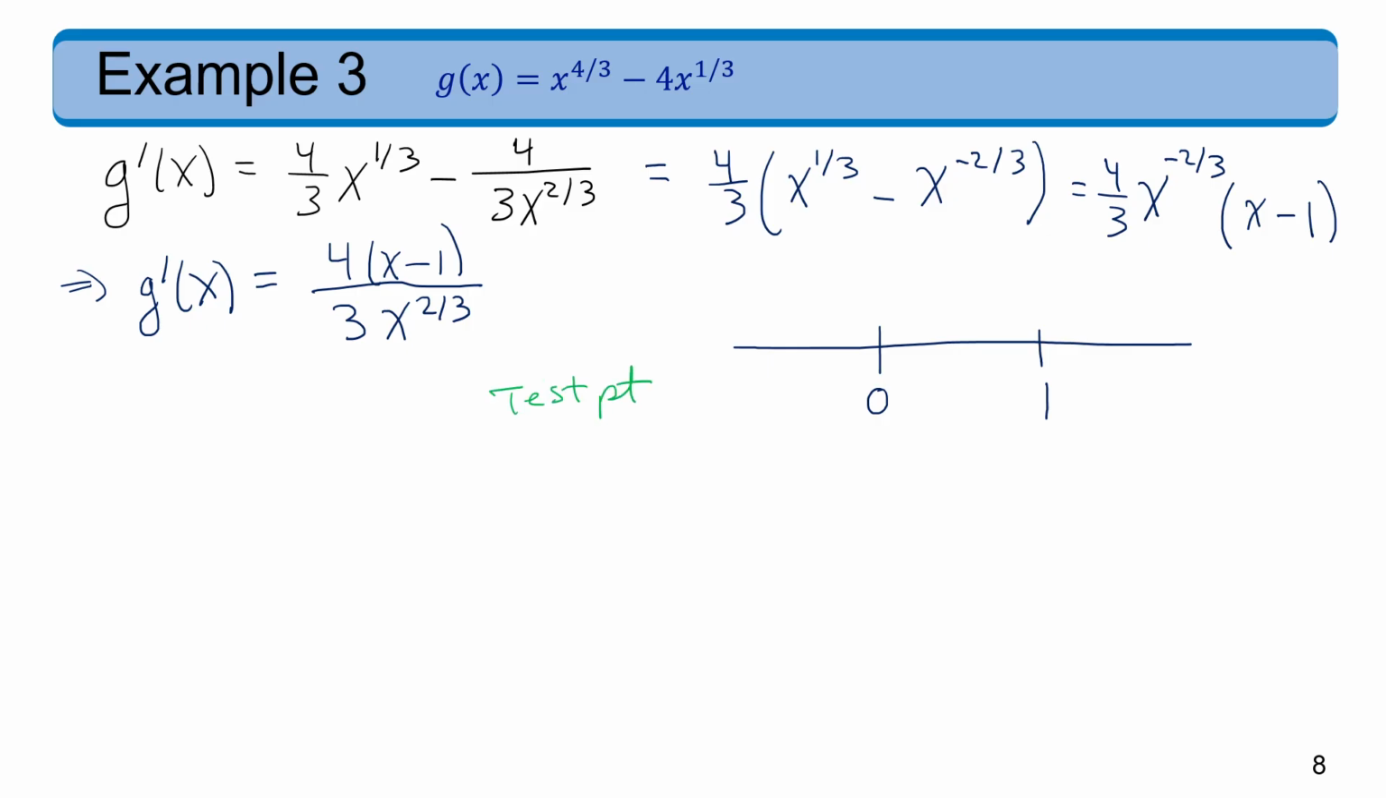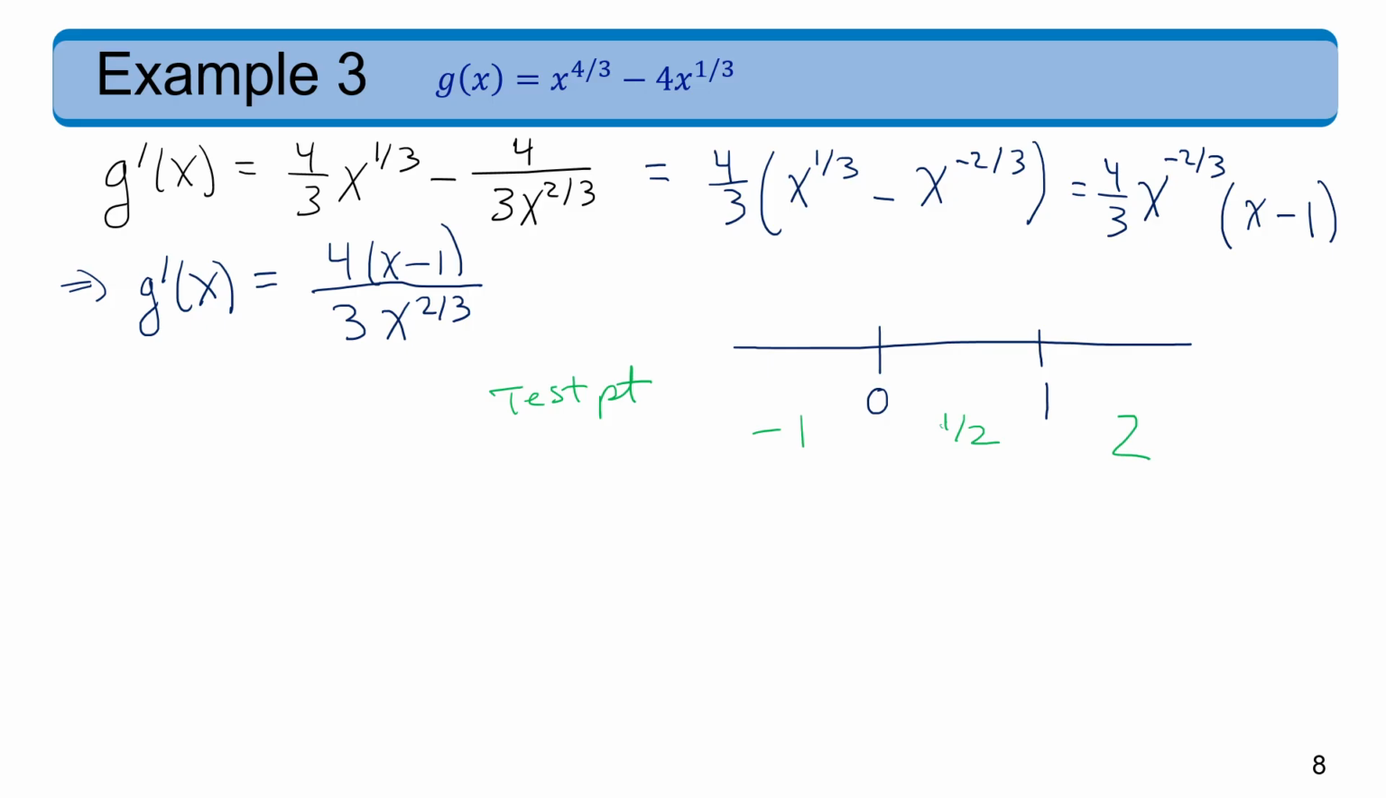So this one created 3 subintervals. We need a test point in each one. So over here we pick any number less than 0, so I'll choose -1. And then we need a number between 0 and 1, so I'll use 1/2. And then any number bigger than 1, I'll choose 2.